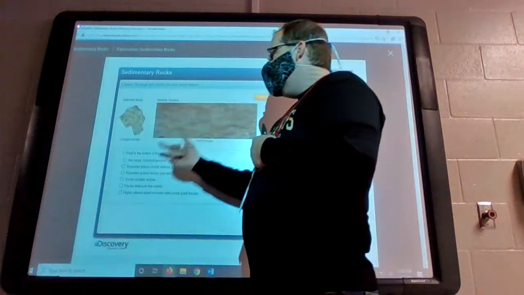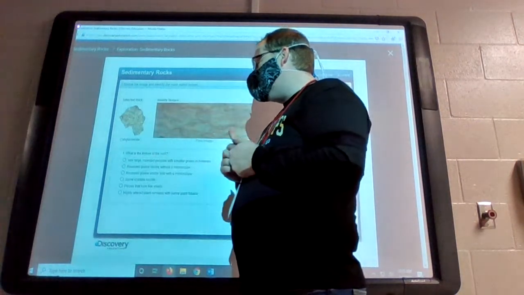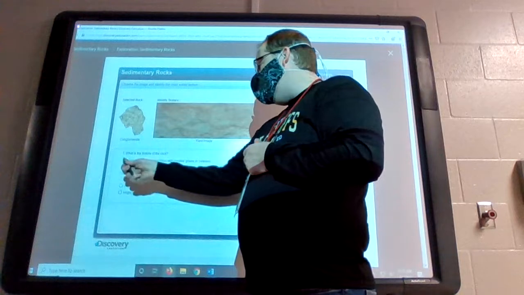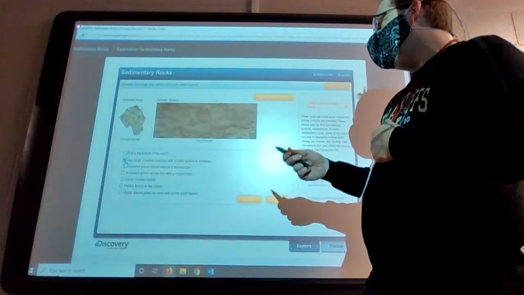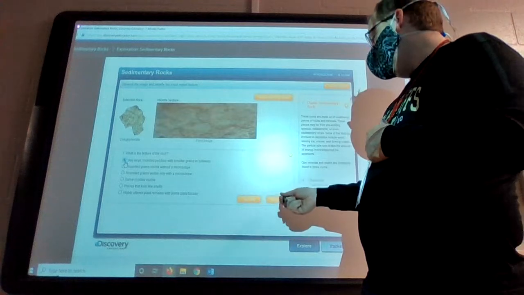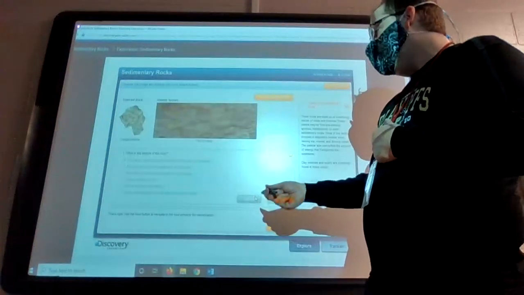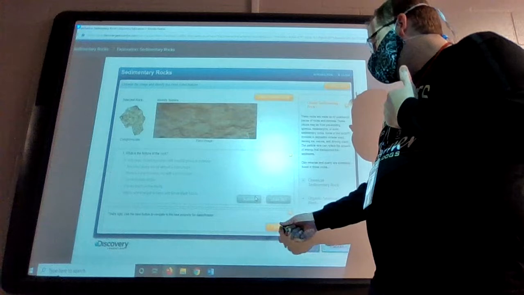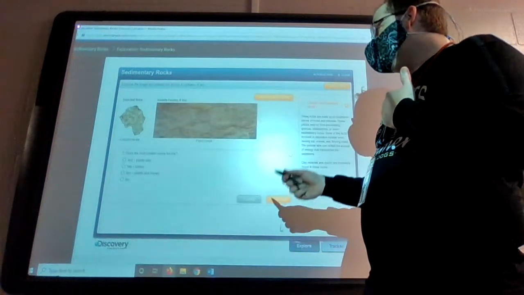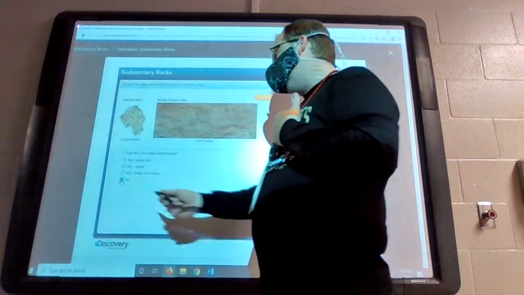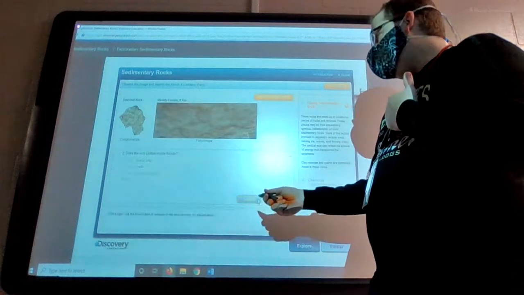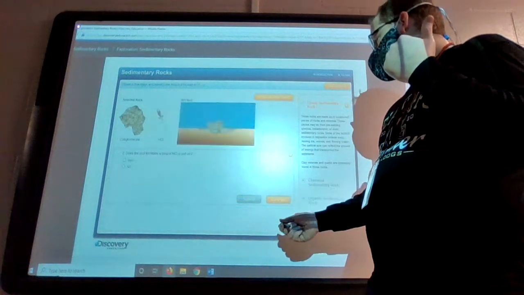And so the question is, what is the texture of this rock? I'm going to say very large rounded pebbles with smaller grains in between. That's probably a really good way to describe this. I hit submit, and it tells me that's right. Next. Does this rock contain visible fossils? I don't see any visible fossils, so I'm going to say no. Submit. That is correct. Next.